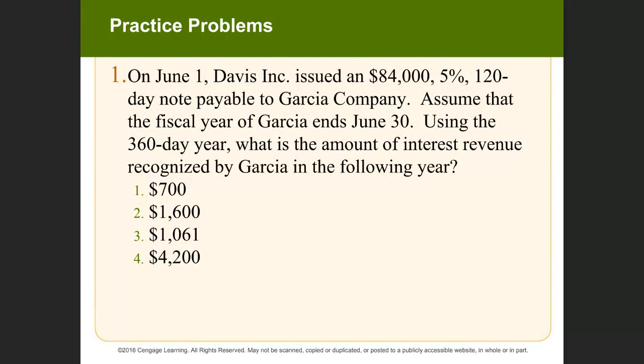So we're going to work some practice problems. I'll give y'all just a few seconds to work through this one. It says on June 1st, Davis Incorporated issued an $84,000 5% 120-day note payable to Garcia Company. Assume that the fiscal year ends on June 30th. Using the 360-day year, what is the amount of interest revenue recognized by Garcia in the following year? So tricky.